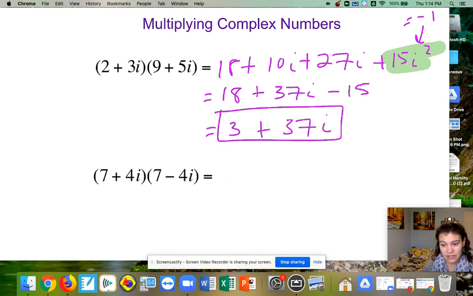So if you have an i squared, i cubed, i to the fourth, i anything like that, you can always convert it down to a 1, -1, or an i. So you should never have anything with i to a higher power because you can simplify it.